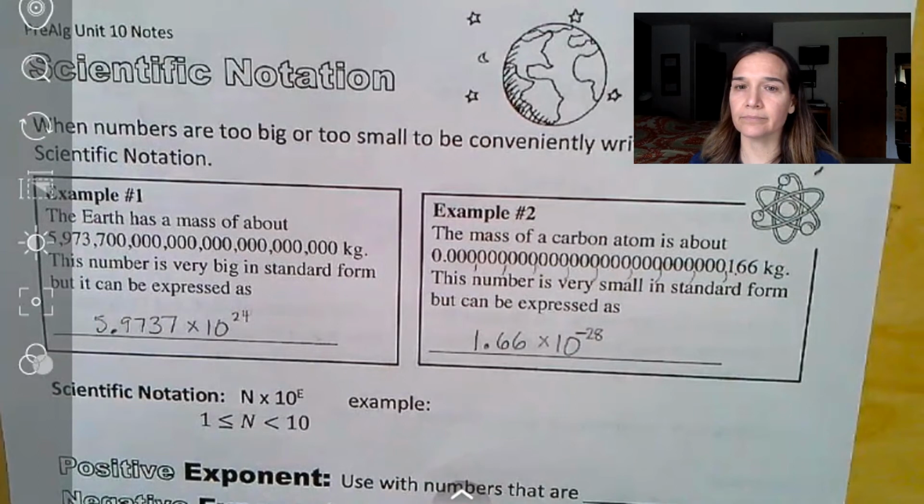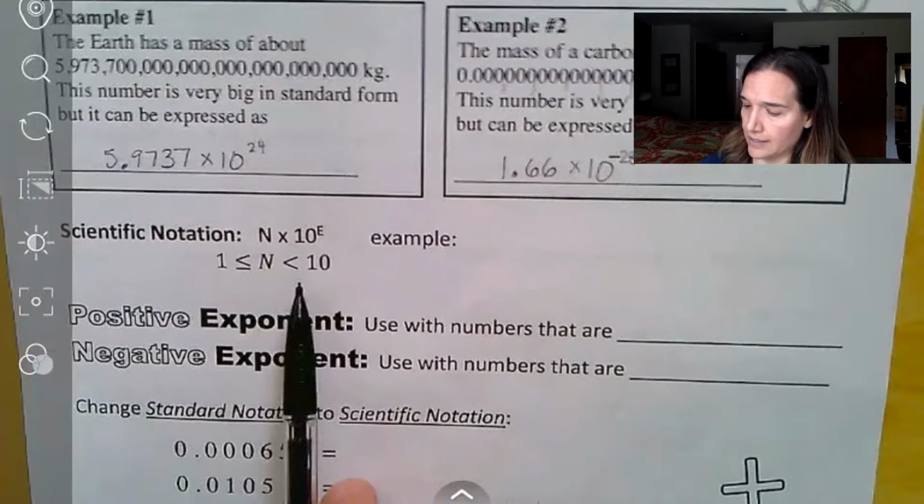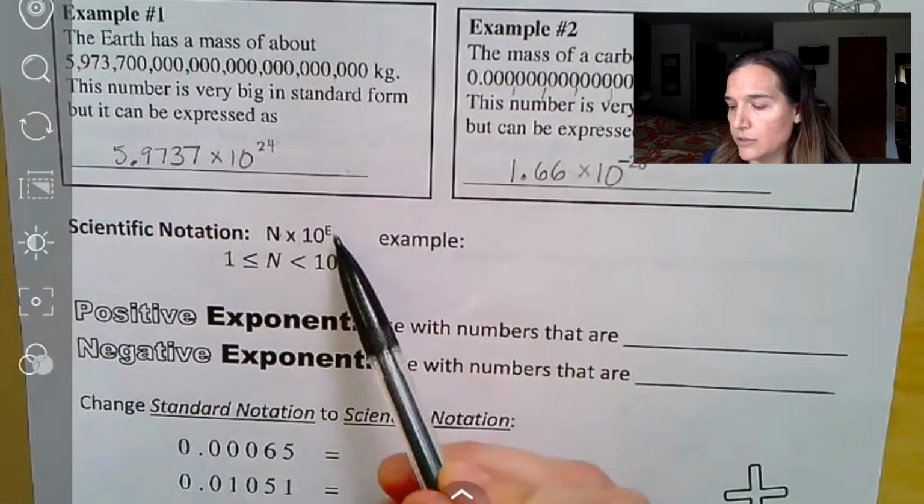All right, so these are two examples of things that are much easier to read and understand if they are written in scientific notation. So here's how we do it. If you want to write a number in scientific notation, it will always be the number times 10 to the exponent that you have here.